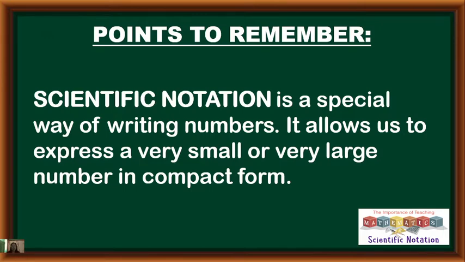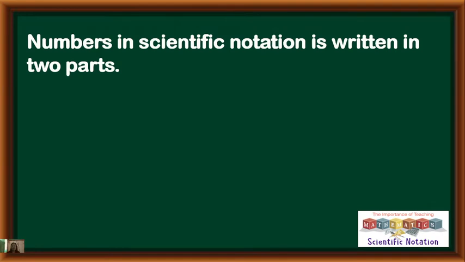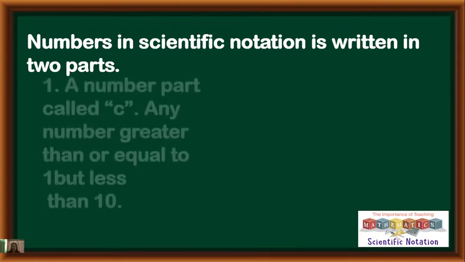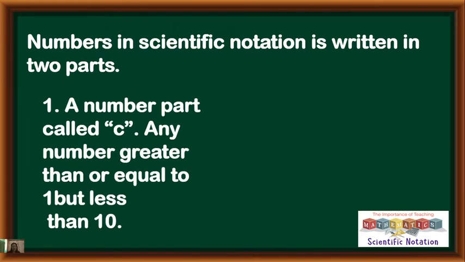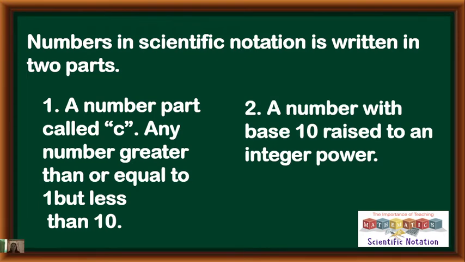It is a special way of writing numbers. It allows us to express a very small or a very large number in compact form. Another one, numbers in scientific notation are written in two parts. The first part is a number part called C. Okay, so we have the number part: any number greater than or equal to 1 but less than 10. The second part is a number with base 10 raised to an integer power.